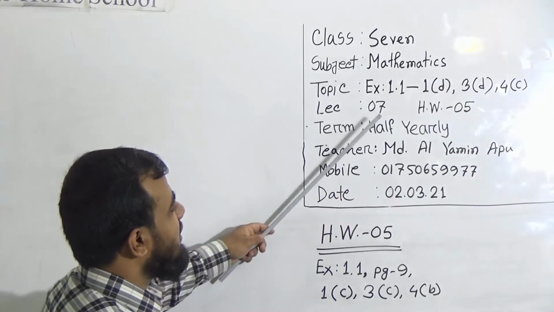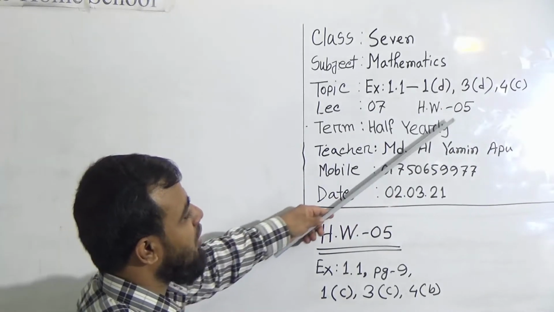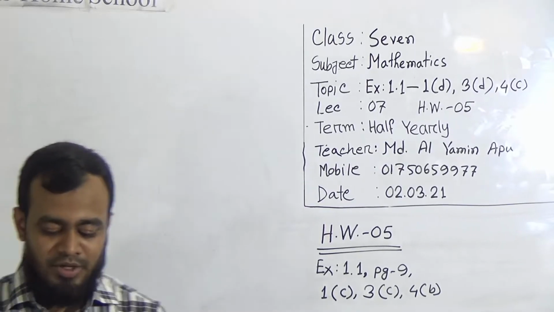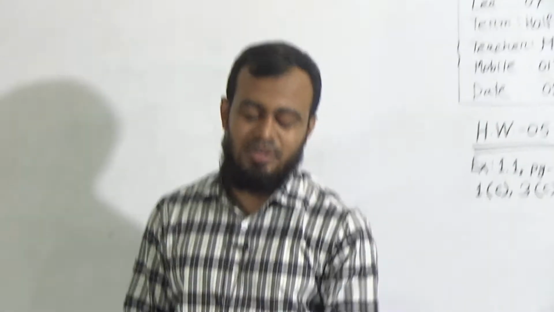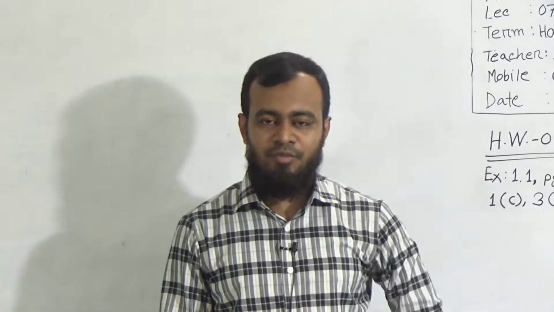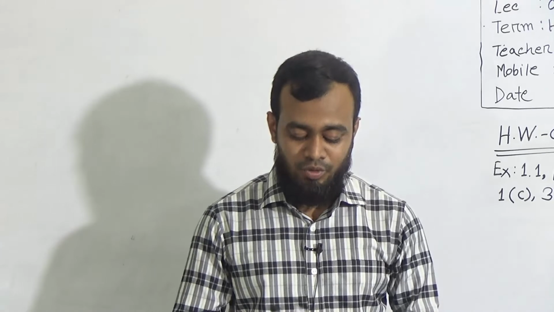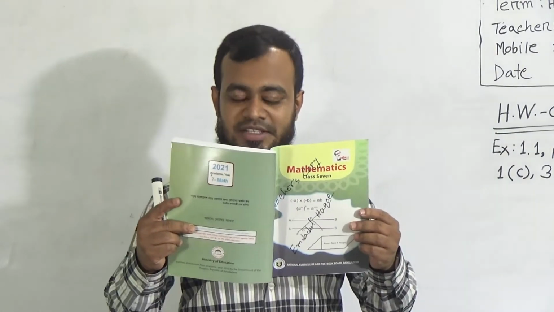Today's lecture number is 7 and you have a homework. Your homework number is 5. My dear students, these 3 problems are similar. That means in these 3 problems we will solve every problem by prime factorization. We will solve this one from your book. This is your book. Your page number is 9.